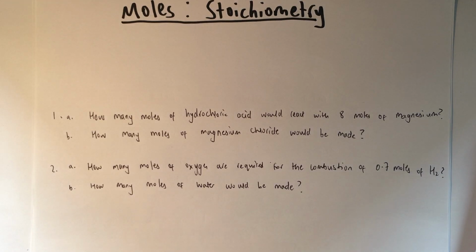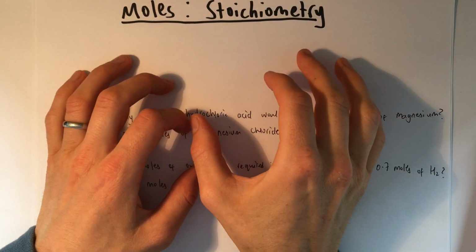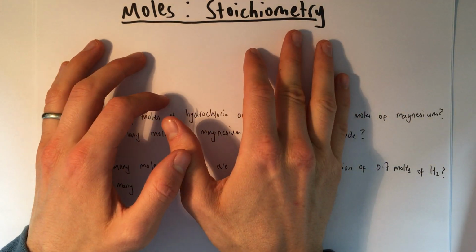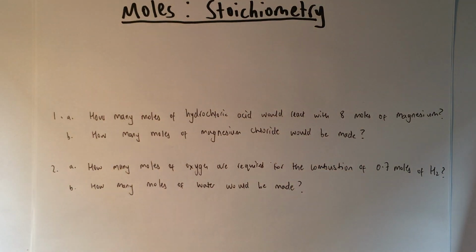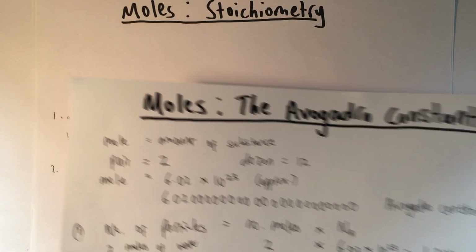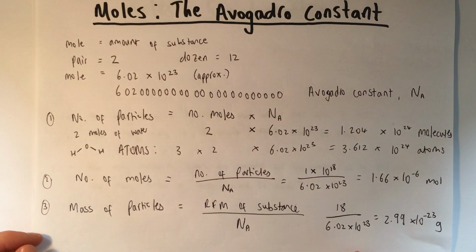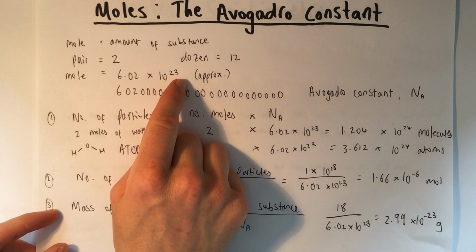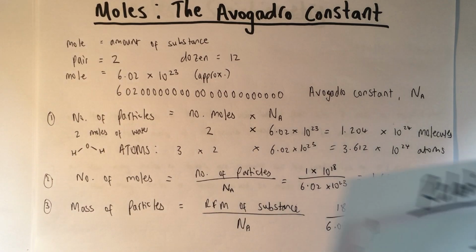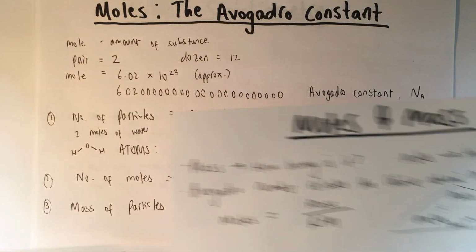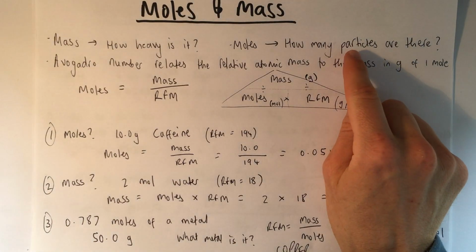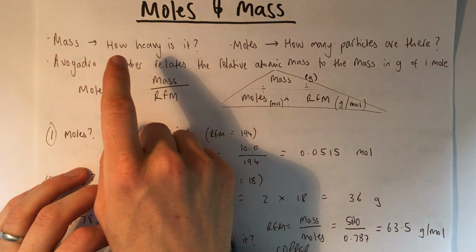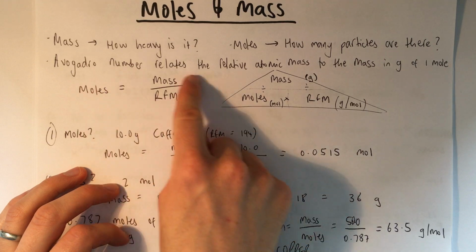This video is about stoichiometry, which is quite an intimidating, clever sounding word, but it's actually a really simple concept. And this is to do with moles again. So if we just go back to what we already know about moles, a mole is defined as this many particles. So it's just a measure of the number of particles there are in something. And we also know that it's related to the mass using this relationship.